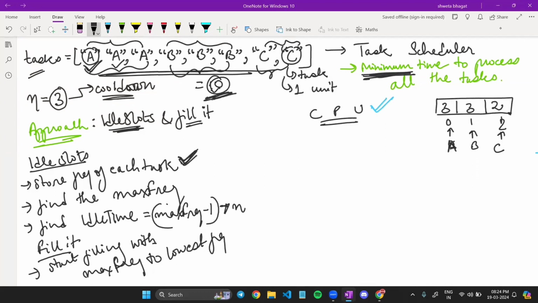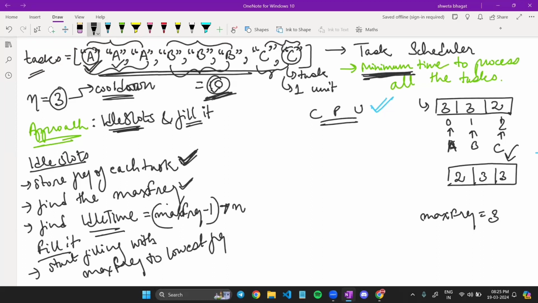Now, once we have stored the frequency, what do we need to do? We need to find the max frequency. How can we find the max frequency? We can simply sort this array. Once we sort this array, we will get 2 over here, 3 over here, and 3 over here. Why? Because we have sorted them in ascending order, correct? So once we sort them in ascending order, the last element is the element which has the max frequency. So our max frequency is 3, correct?